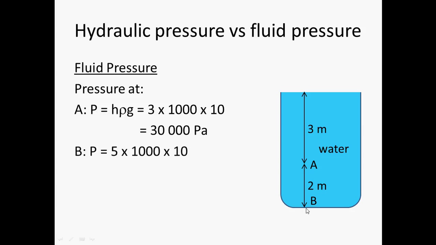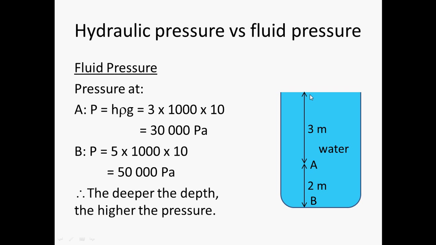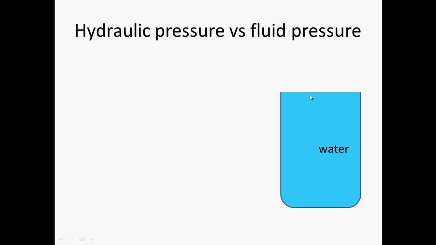Now for B, of course, we do not use the value of 2 meters, but we calculate based on the overall depth of B from the surface. In this case, it will be 5 times 1000 times 10, or 50,000 Pascal. So the deeper the depth, the higher the pressure. Fluid pressure is very straightforward and simple. Now what happens if we consider the same container of water, but in the idea of hydraulics?